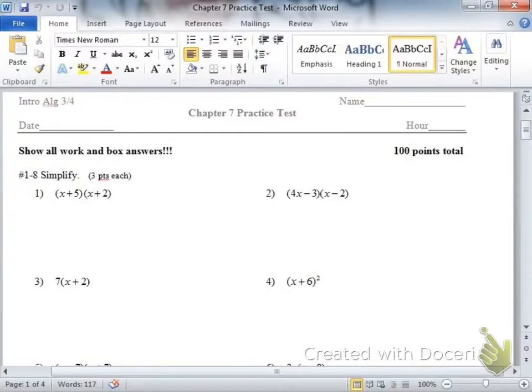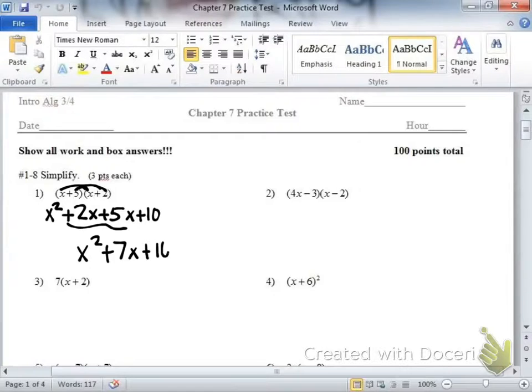Alright, so the first one, we have a binomial times a binomial. When we have that, we double distribute. So x times x is x squared, and x times 2 is 2x. We also distribute the 5. So 5 times x is 5x, and 5 times 2 is 10. These are like terms in the middle, so go ahead and add them. That gives us x squared plus 7x plus 10.